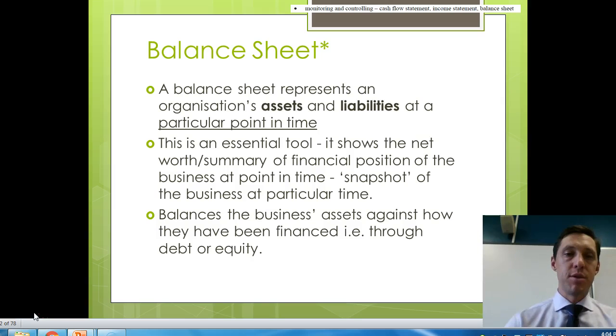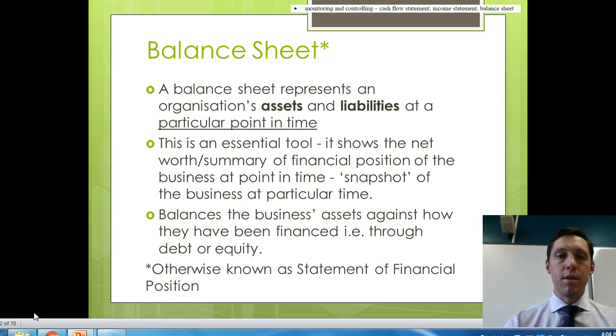And why is it called a balance sheet? Well, because it's really balancing the business's assets against how they have been financed, either through debt or equity. So all those assets on the left-hand side versus, well, how are they funded on the right-hand side. Like the income statement that has numerous names, the balance sheet is also sometimes referred to as a statement of financial position, not performance, but position.